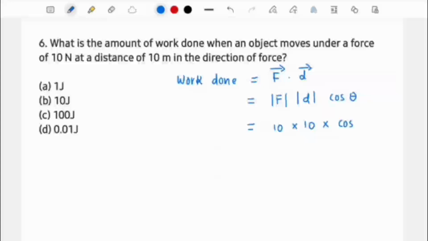the direction of the force and displacement are both the same, so the angle between the force and displacement will be 0 degrees. Alright, so this is 100, and cos 0 is equal to 1, therefore the correct option is 100 joules, which is equal to Newton meters. Newton is from the force and meter is from the displacement. Alright, therefore option C is the correct option.